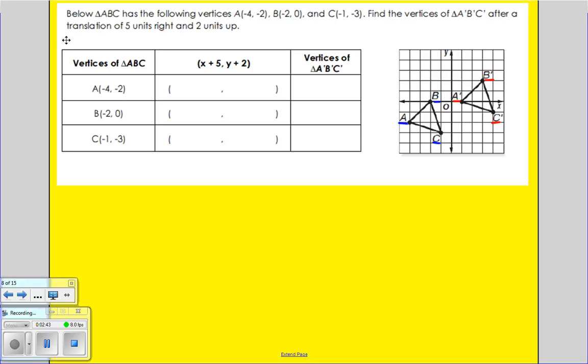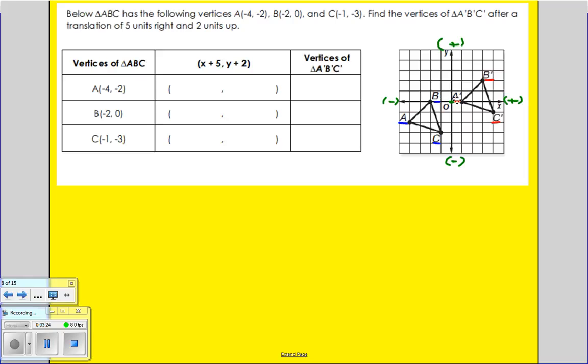In this problem, below triangle ABC has the vertices of point A at -4, -2. So if you look at your coordinate plane, remember that 0, or the origin, is in the exact center. So this is 0, 0 right here in the exact center. So on the x-axis, to the right is positive, to the left is negative. Okay, positive over here, negative over there. And on the y-axis, up is positive and down is negative.